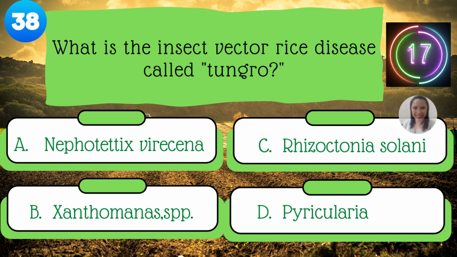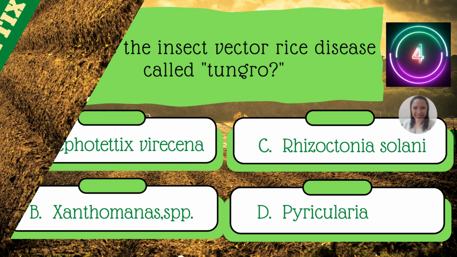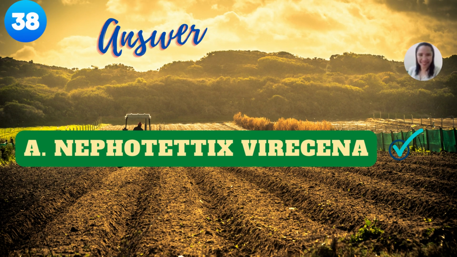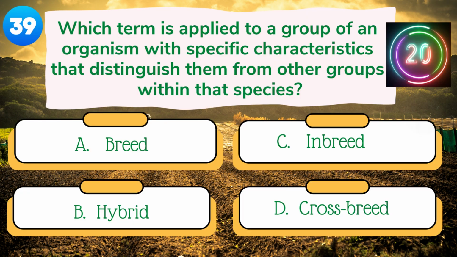Which breed of chicken is not under the fighting class? A. Rubble. B. Claret. C. Hulsey. D. Osmosis. The answer is letter A, Nephotettix virescens. Nephotettix virescens is a species of true bug in the family Cicadellidae. It is a pest of millets. It is found in eastern India as well as Southeast Asia.